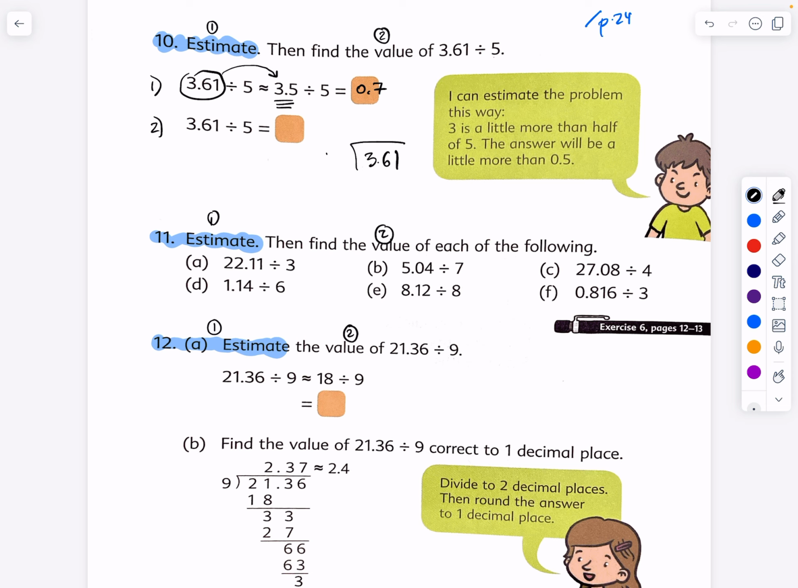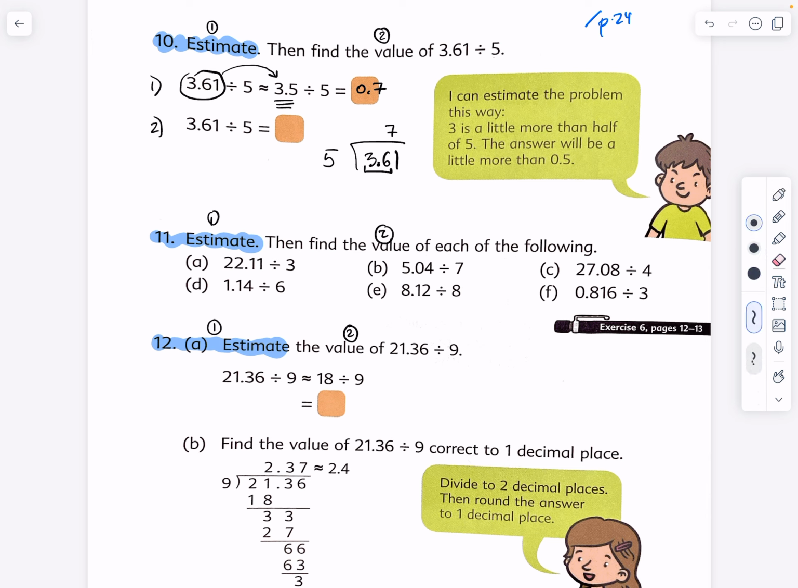3.61 divided by 5. Again, let's follow the long division algorithm that we've known since 3rd grade. Does 5 go into 3? No. Does 5 go into 36? Notice at this point, I still ignore the decimal point. Does 5 go into 36? Yes. How many times? 7 times.